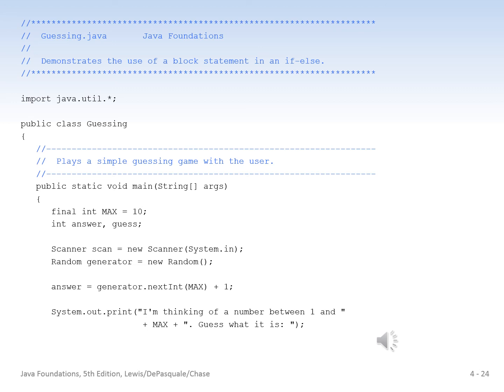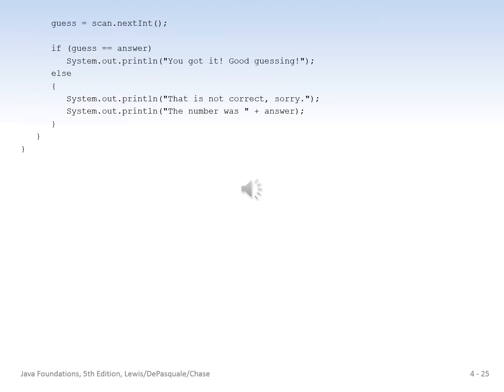Here's another small program that demonstrates the use of a multi-statement block. This program uses a random number generator object to generate a random number between 1 and 10, and then asks the user to guess it, and we'll take a look at the if-else statement on the next page. So if guess is equivalent to answer, you print you got it, good guessing. Else, you print that's not correct, sorry. And else has a block of 2 statements. You also print the number was plus answer.